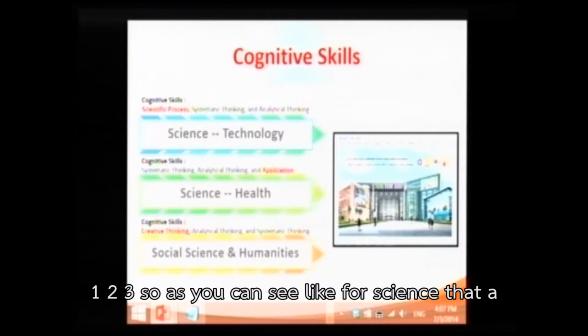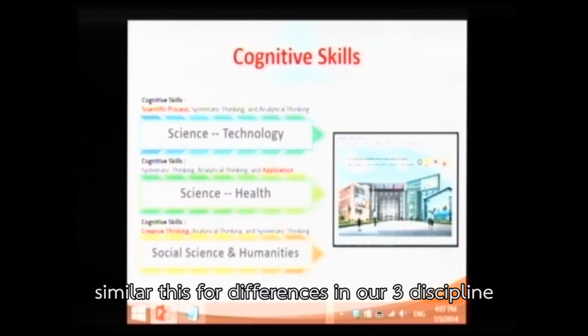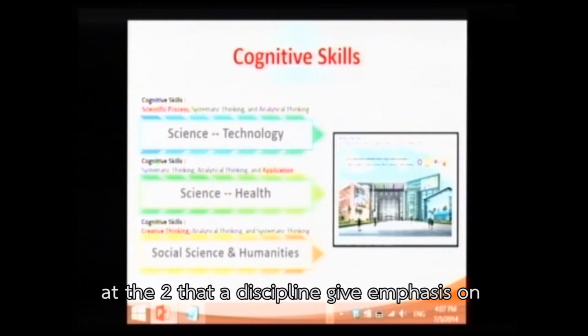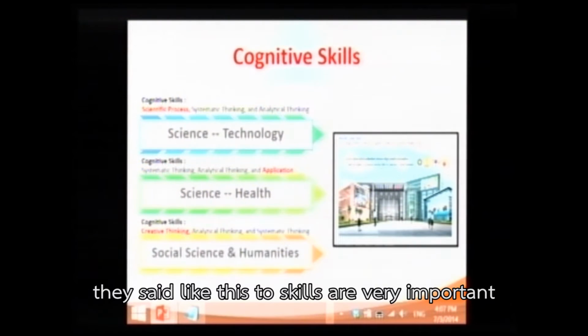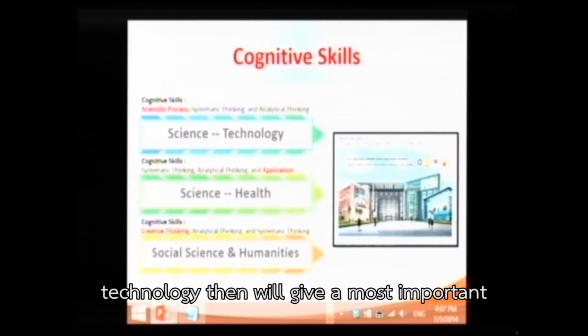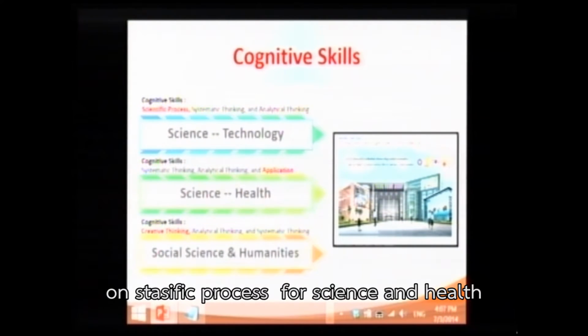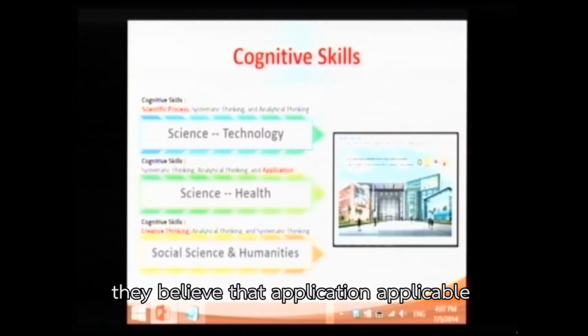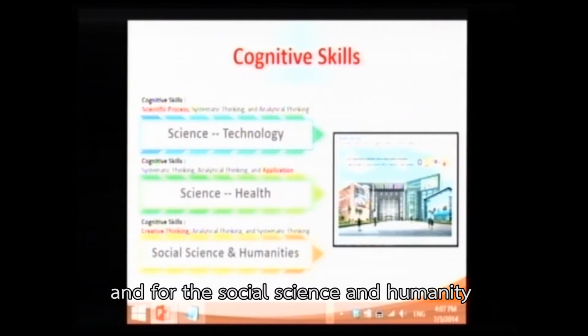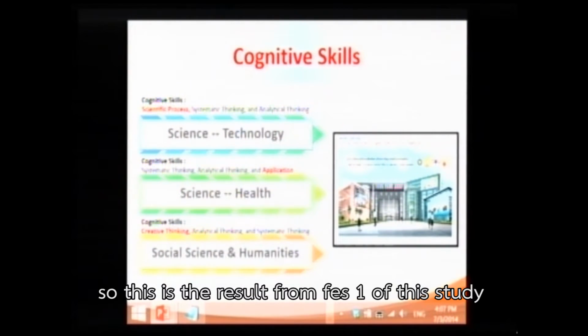As you can see, there are similarities and differences. In all 3 disciplines, systematic thinking and analytical thinking are the 2 that all disciplines give emphasis to. They said these 2 skills are very important. The difference is that science and technology gives most importance to the scientific process. For science and health, they believe that applicable thinking is the most important one. And for social science and humanity, they emphasize creative thinking. So this is the result from phase 1 of this study.